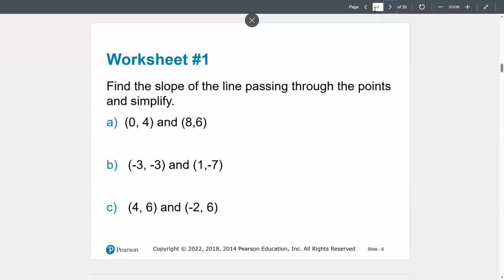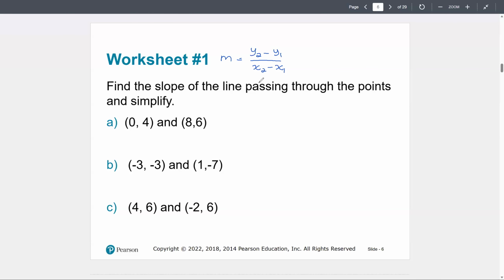So take a moment. You have a couple of these. One of these is going to be a little weird, but you have 3 sets of points here, and just find the slope between the 2 points. And if you need to, simplify the fraction if you can.